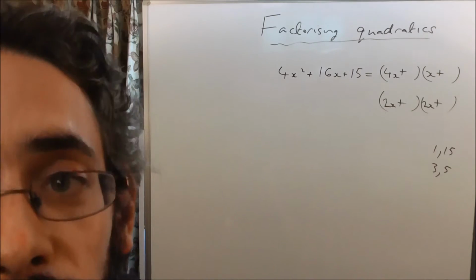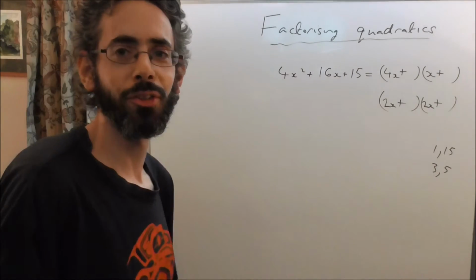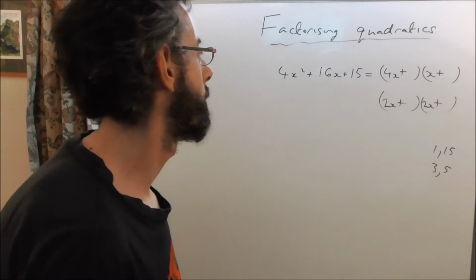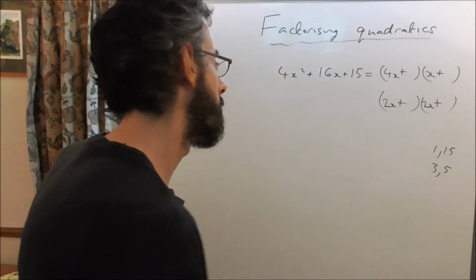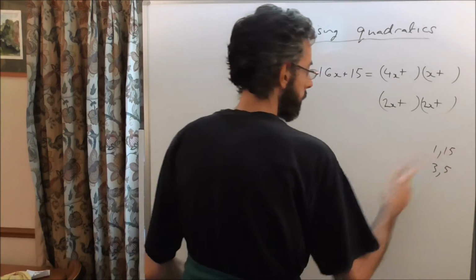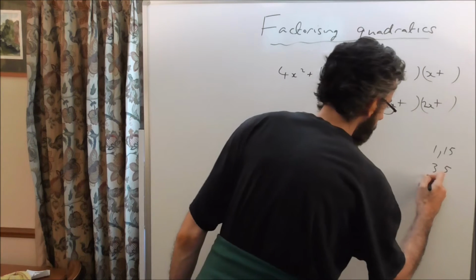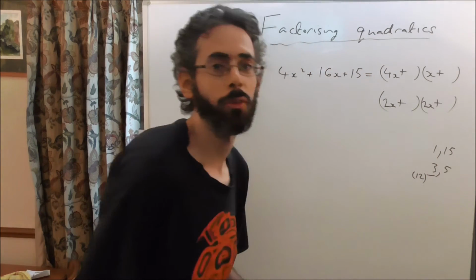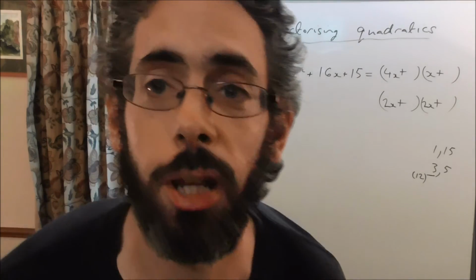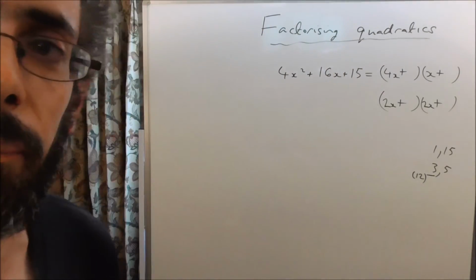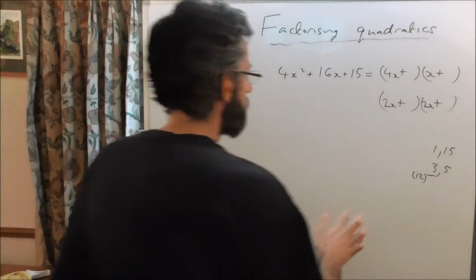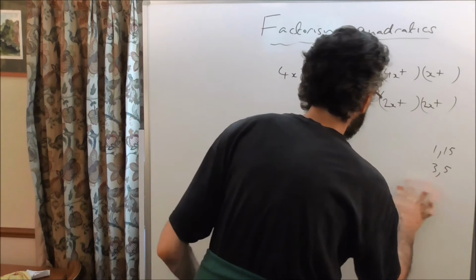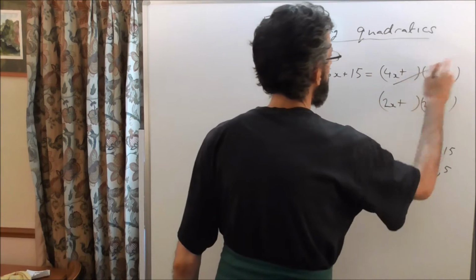Well, no there isn't. You could try both pairs, every possible combination. For example, with the bottom pair, let's say we multiply 3 by 4, we get 12. 12 plus 5 is 17, so that's really close. I think that's as close as you can get. But we need 16, so it's not going to work. So it doesn't factorise this way.